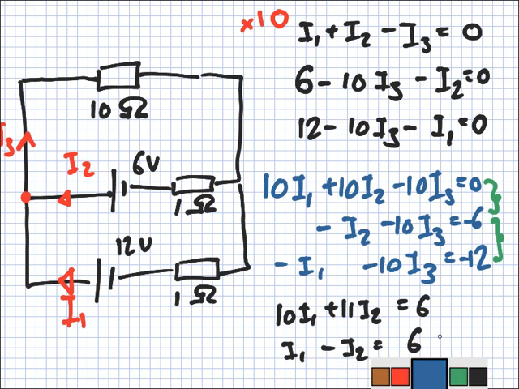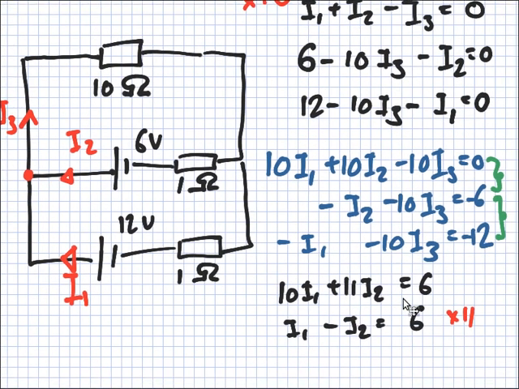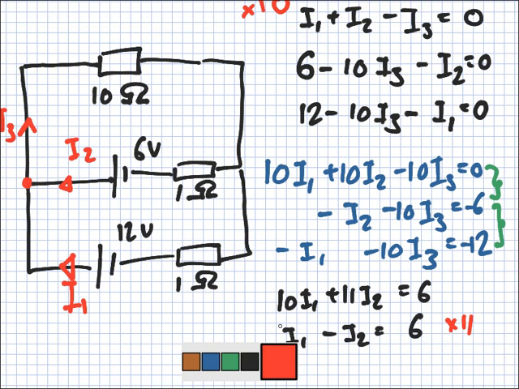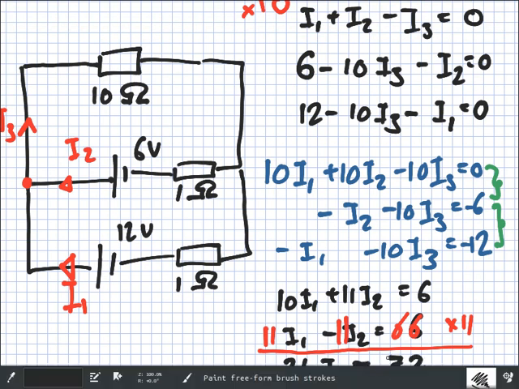Now I'm going to multiply this guy by 11. So, actually I think I can just put it in here. 11, 11, and then 66. Then I'm going to add these together. So that'll be 21I1 equals 72. Yeah?